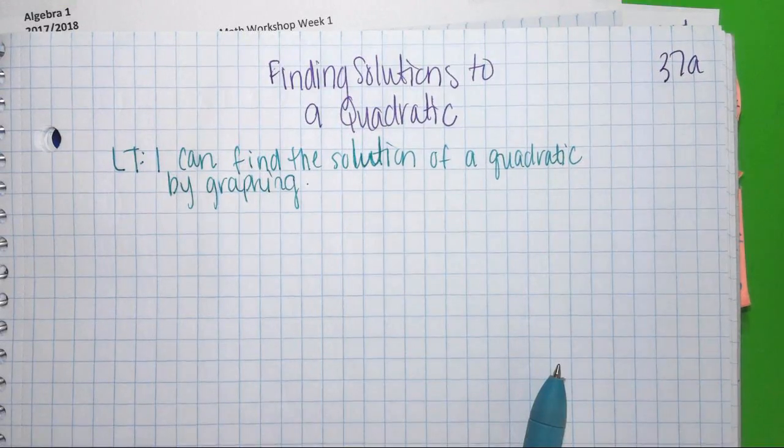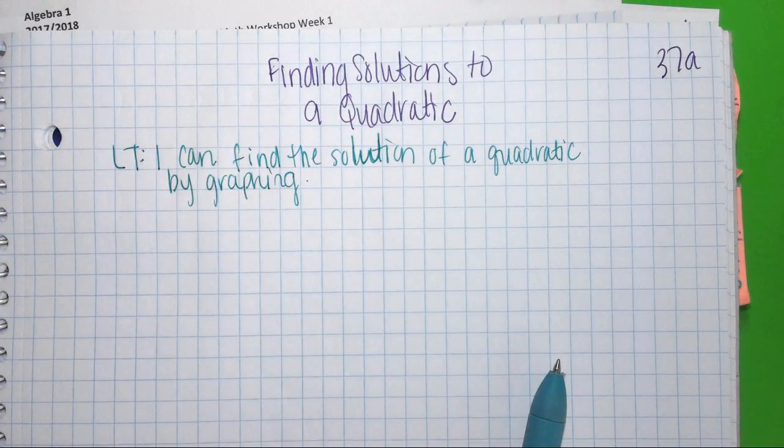and our y-intercept, and then we're going to find out where it crosses the x-axis, and those are going to be our solutions. You can have 2, 1, or none. Super exciting.